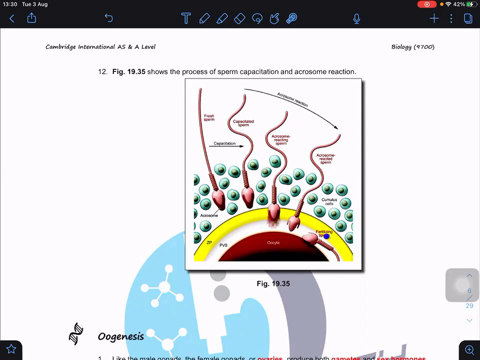Do you realize that the middle piece never enters the oocyte? Why? Because when the acrosome reaction takes place, the nucleus is the one that enters the oocyte, or secondary oocyte. So with this, I have finished spermatogenesis.